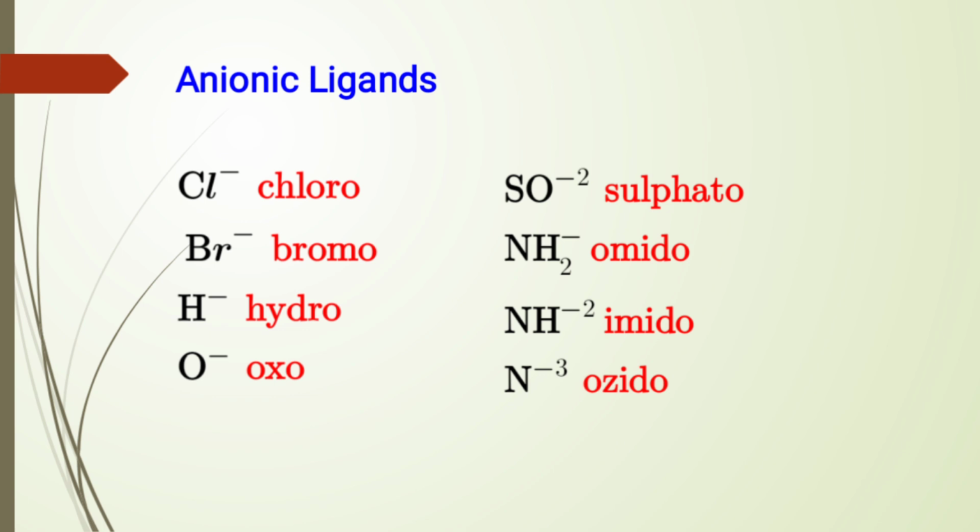We have also the anionic ligands. These are chloro, bromo, hydroxo, and the rest. Then among these, we have CN minus, cyanide, which means cyano.